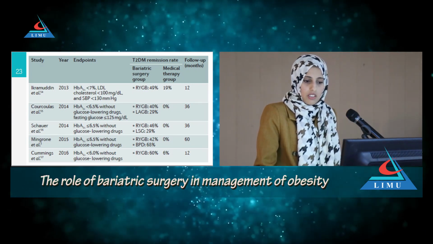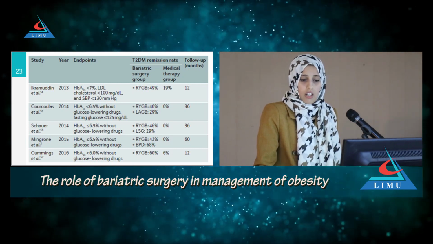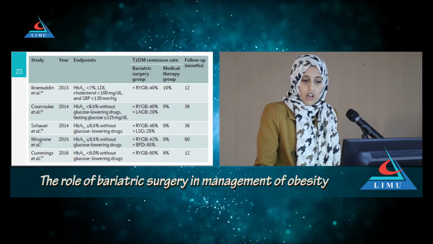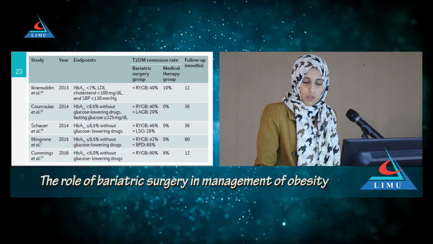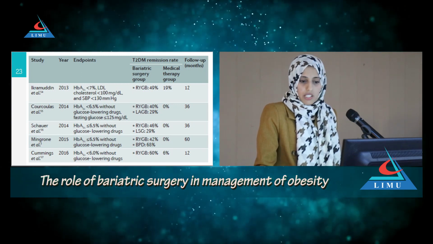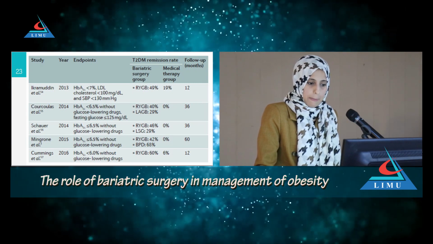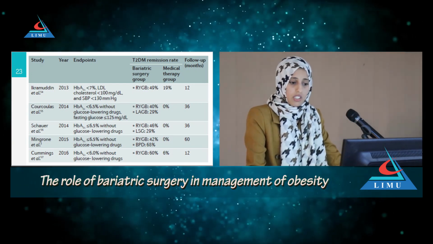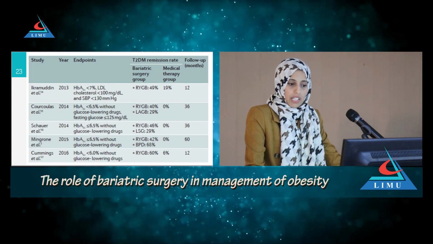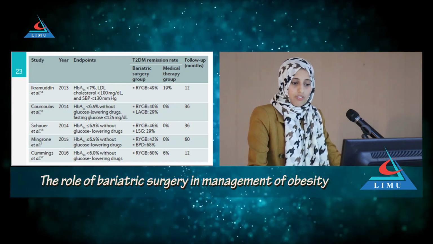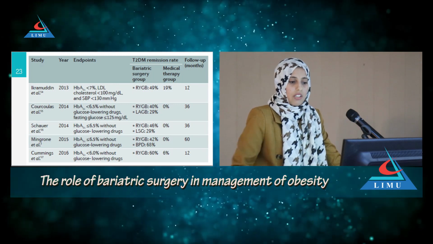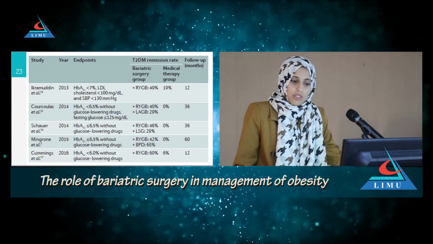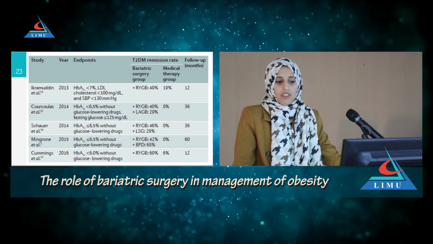In the same year, another study done by Cleveland Clinic reported that the remission was 46% in the gastric bypass group, compared with 29% in laparoscopic sleeve gastrectomy, and in the medical therapy group the remission was 0%. In 2015, a study by a group of researchers at Catholic University reported that glycated hemoglobin was less than 6.5% without glucose-lowering drugs in the gastric bypass group, compared with 68% in the duodenal diversion group, and 0% in the medical therapy group.